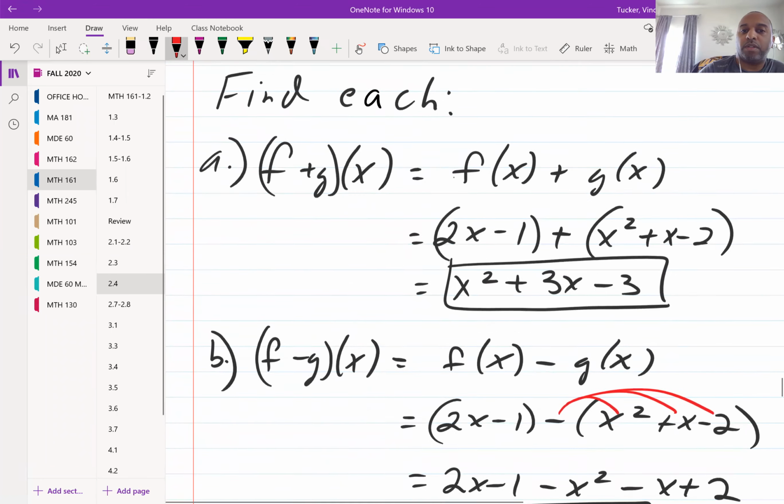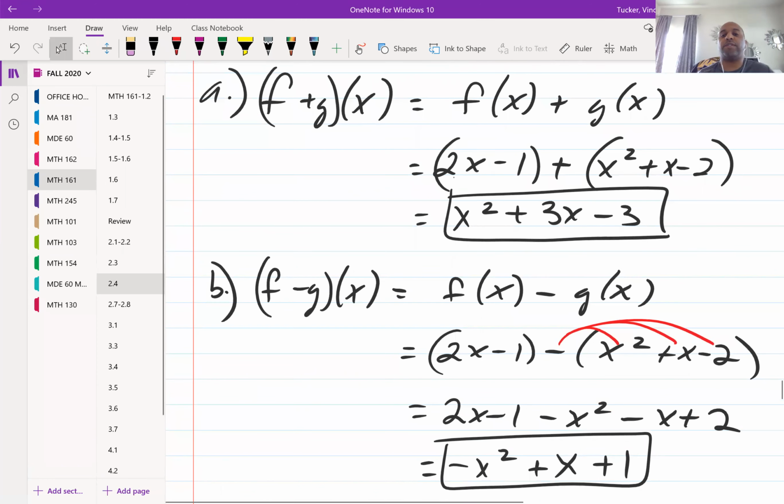Do the same thing for subtraction. Distribute the negative. We have 2x minus 1 minus the quantity of x squared plus x minus 2. So we'll distribute our negative into that g function. That'll give us negative x squared minus x plus 2. And then from there, combine our like terms. That'll leave us with negative x squared, plus x, and plus 1.